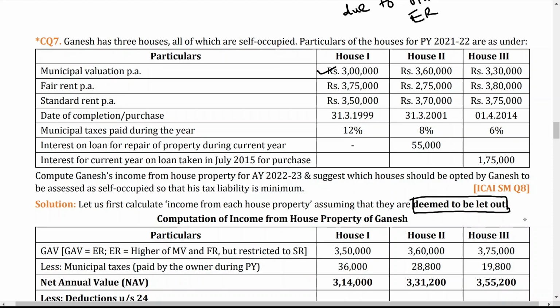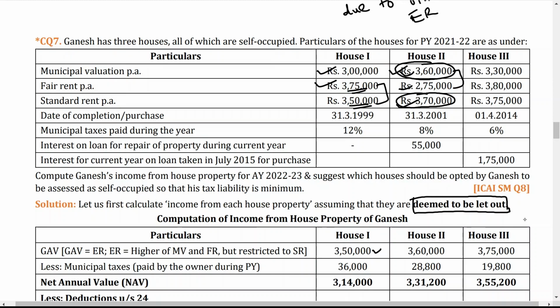MV is 3 lakh, FR is 3 lakh 75,000. So higher is 3 lakh 75,000 but subject to SR 3 lakh 50,000. From these two you have to find out the lower one. So that is the answer, 3 lakh 50,000. As we already discussed in one video, MV or FR, whichever is higher, you have to take the higher value, and compare it with SR 3,70,000. In these two values you have to take the lower value. So lower value is 3,60,000.